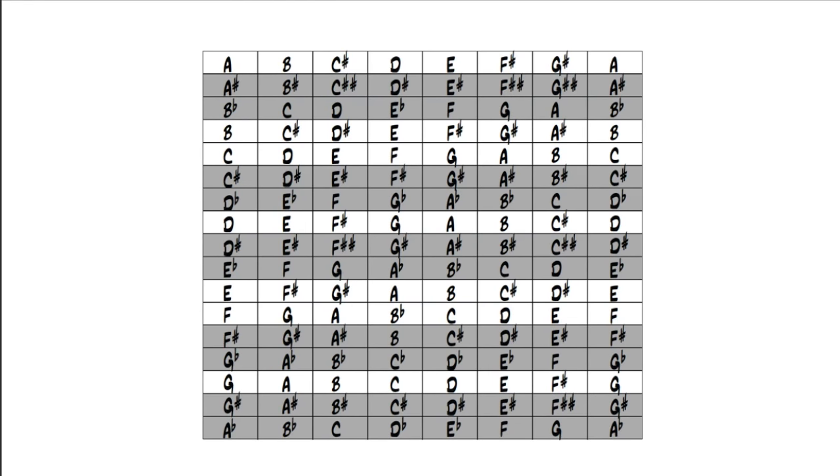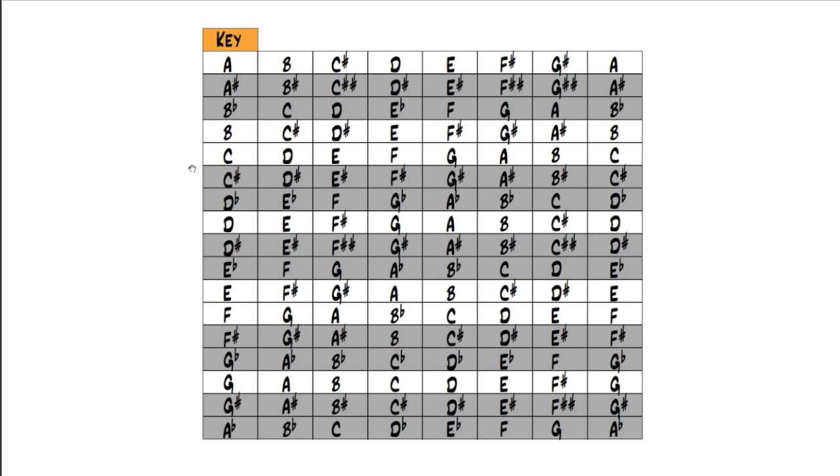So if we look at this chart again that we looked at in the last lesson, I mentioned that if you looked down this row, those were all the major scales. So you had A major scale, A sharp major scale, B flat major scale, etc. So that would also mean that those are all the keys of the major scales. So for example, all of these, you could say this is in the key of A, this is in the key of A sharp, etc.